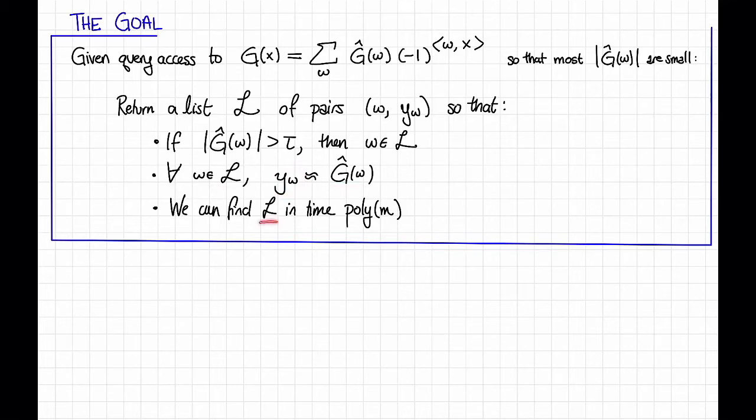Moreover, we want to find our list in time polynomial in M. Notice that this implies that the list itself cannot have size larger than polynomial in M, or we'd take longer than that to just return it. Okay, so this is our goal. If we can do that, and if some assumption like this is satisfied, then we'll be able to estimate this expansion, and in particular, this function.